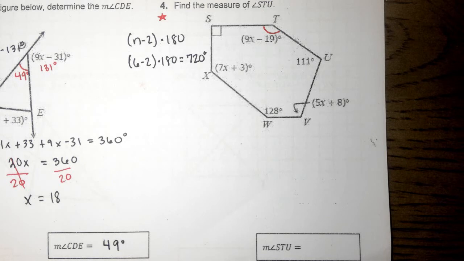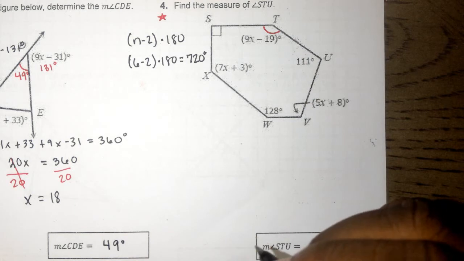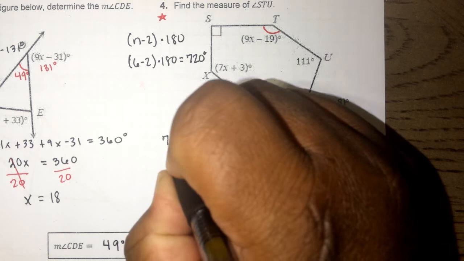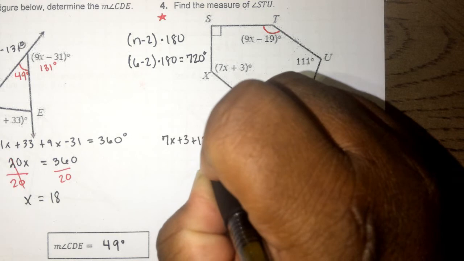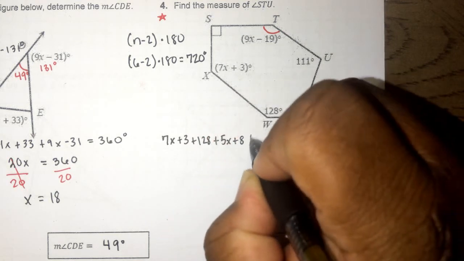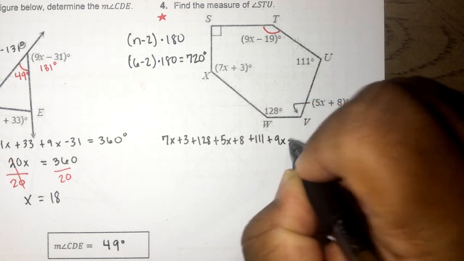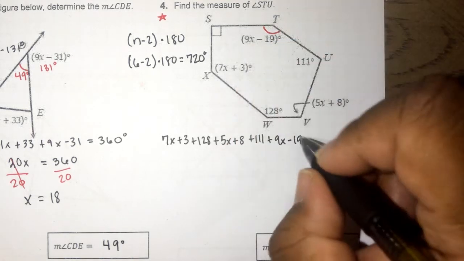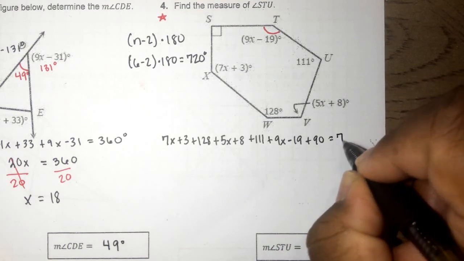To solve this, you need to be able to write an equation. So the equation is going to include all these angles. So you got to make sure you write everything in there. So the equation is going to be 7x plus 3 plus 128 plus 5x plus 8 plus 111 plus 9x minus 19. This is the key right here. A lot of people forget this. Plus 90 equals 720 degrees.